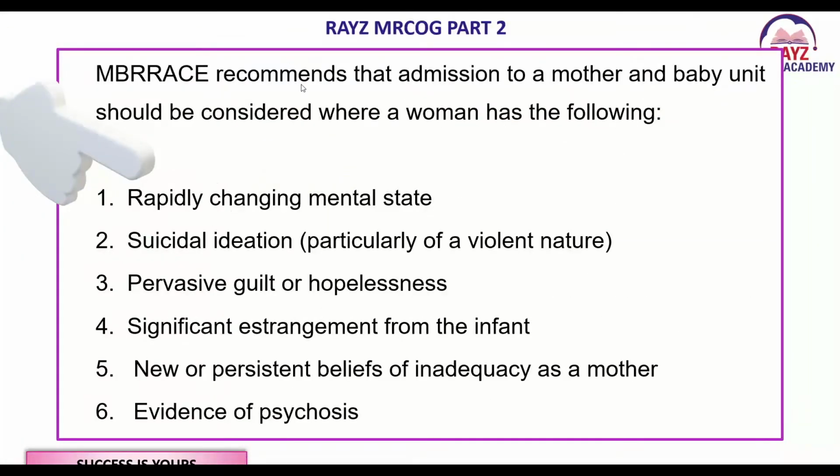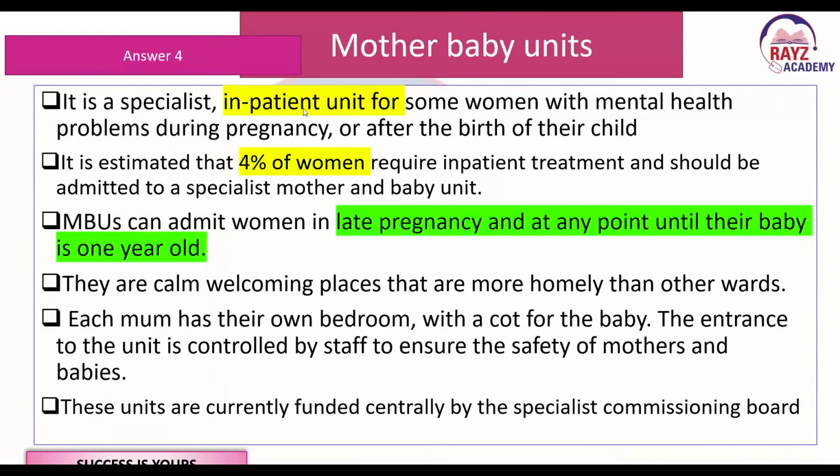And regarding admission, NICE recommends admission to MBU if the mother has the following conditions: rapidly changing mental health status, any suicidal ideas, pervasive guilt or hopelessness, significant estrangement from the infant, new or persistent belief of inadequacy as a mother, and evidence of psychosis. So this has been taken from the TOG article, and this has been taken from the NHS website. Okay, so this is how the scenario will go.